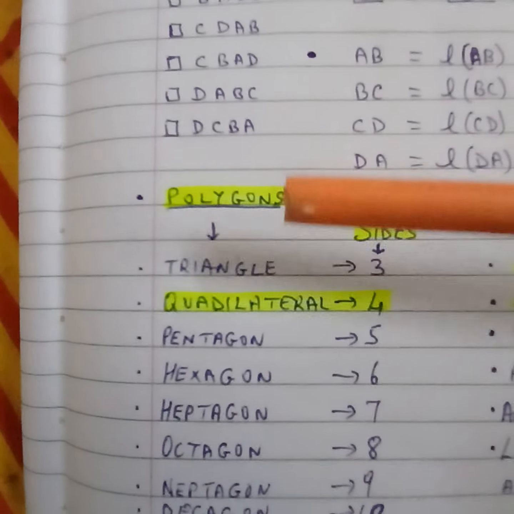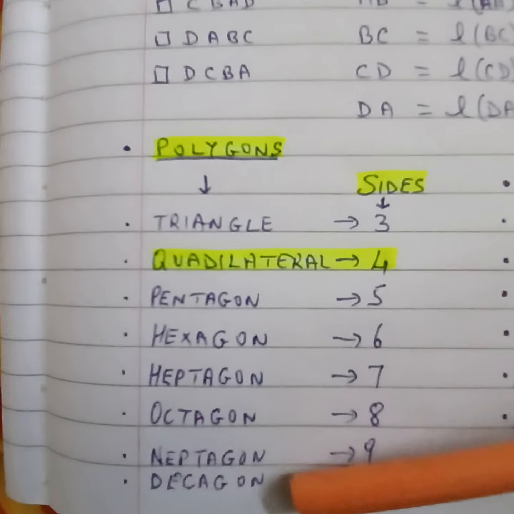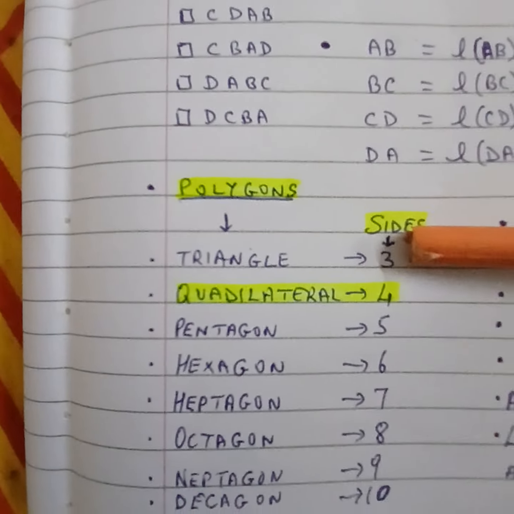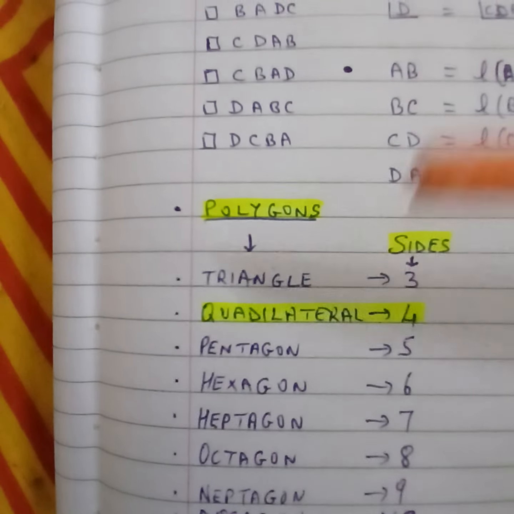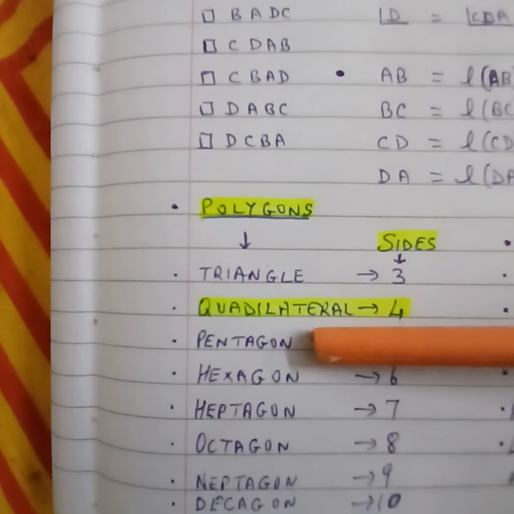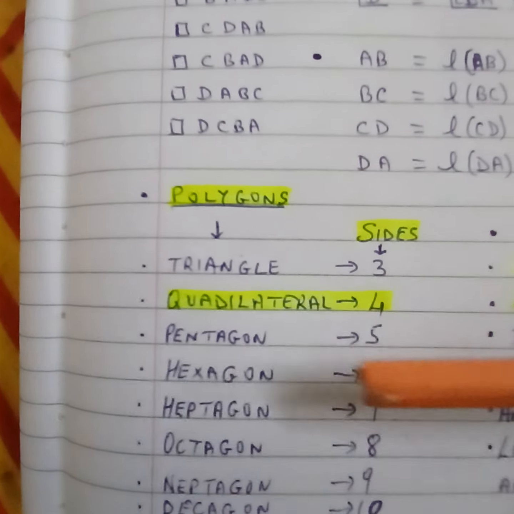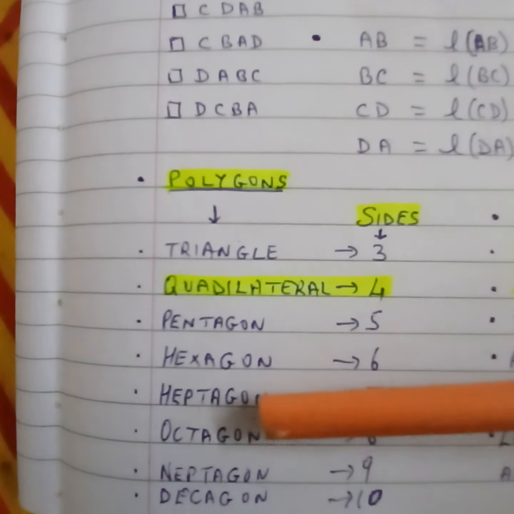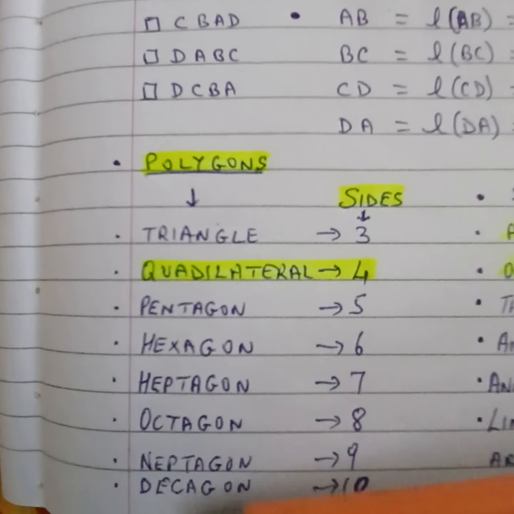What are polygons? A triangle, quadrilateral, pentagon, hexagon, heptagon, octagon, nonagon, decagon. A 3-sided figure is also called a polygon. 4-sided figure is called a quadrilateral. 5-sided figure is called pentagon. 6-sided figure is called hexagon. 7-sided figure is called heptagon. 8-sided figure is called octagon. 9-sided figure is called nonagon, and 10-sided figure is called decagon.